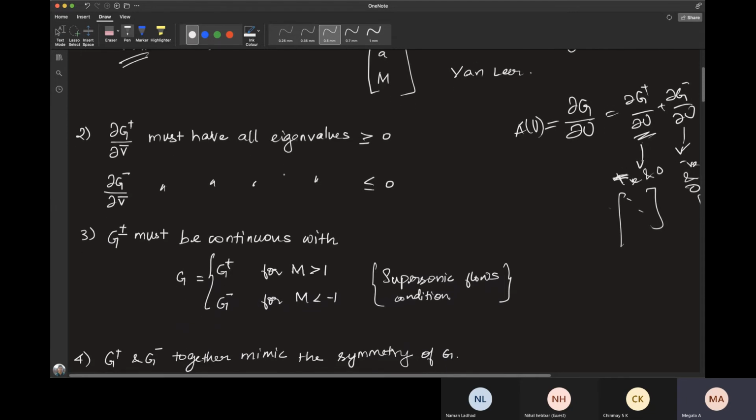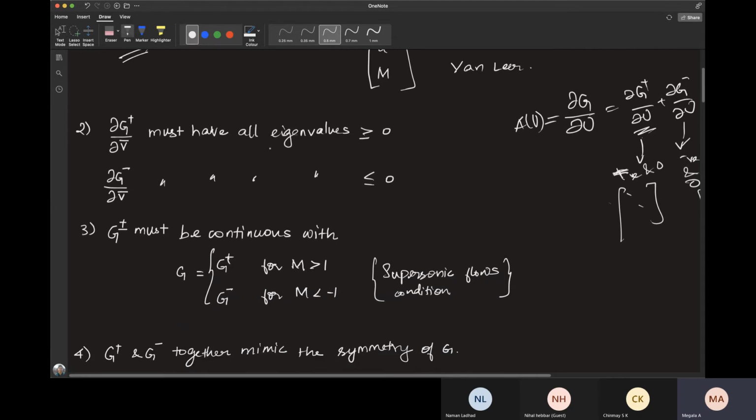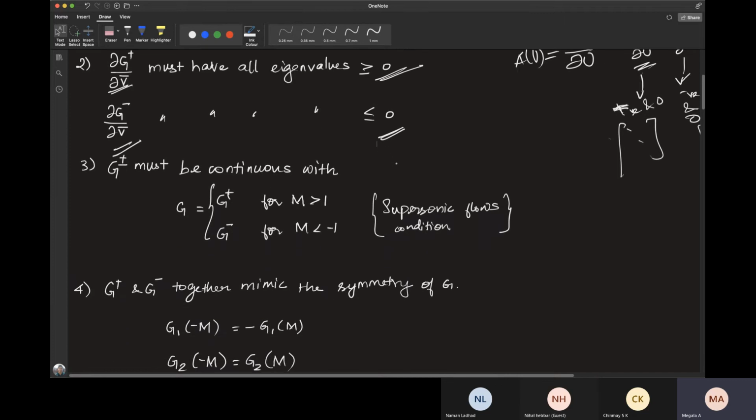So what Van Leer does is he makes sure these properties of upwinding are not affected. He wants the matrices dou g plus by dou v bar and dou g minus by dou v bar to also have eigenvalues greater than or equal to 0 and less than or equal to 0 respectively. So this is another condition. So now these are two conditions.